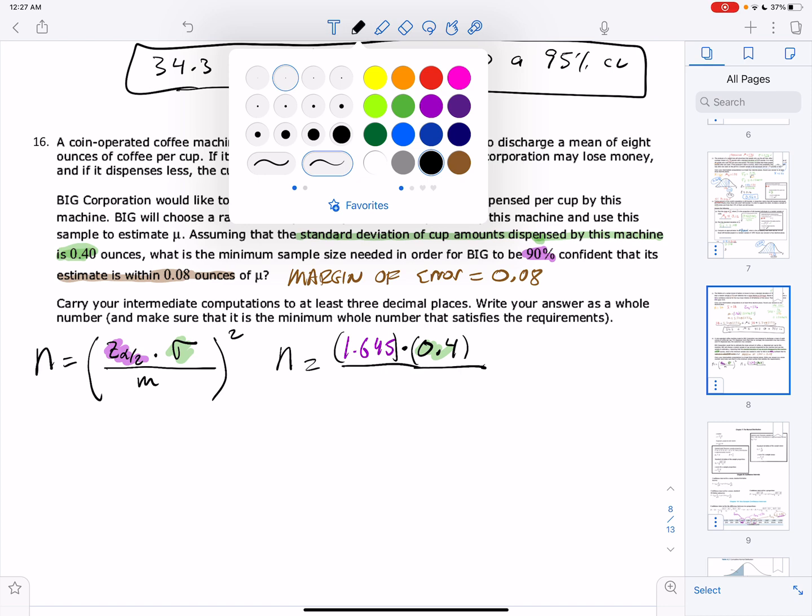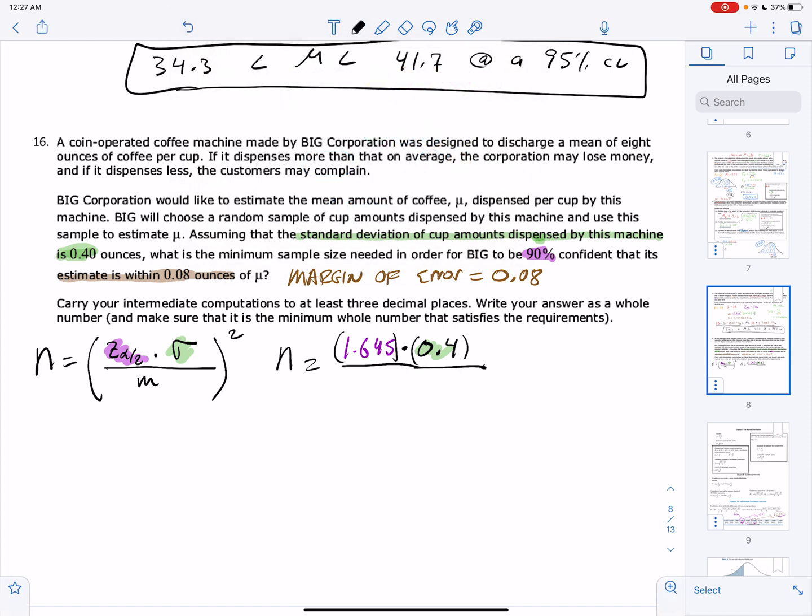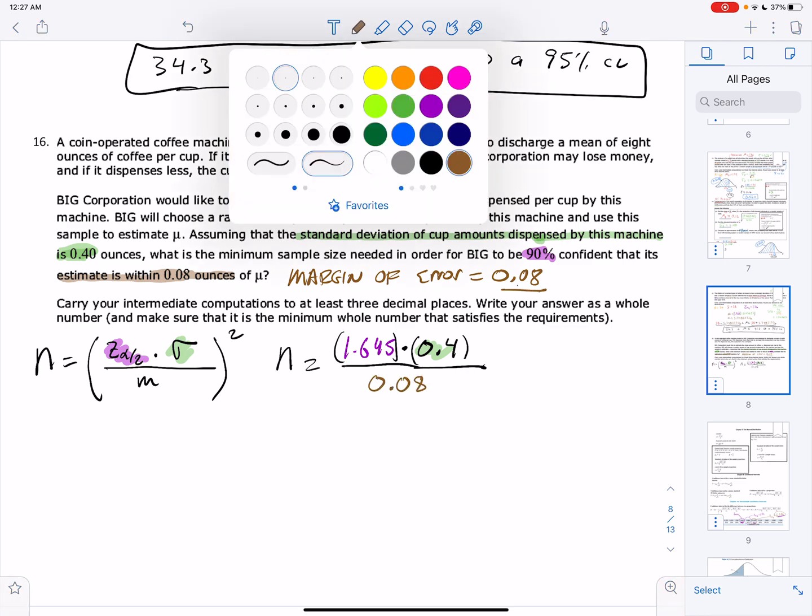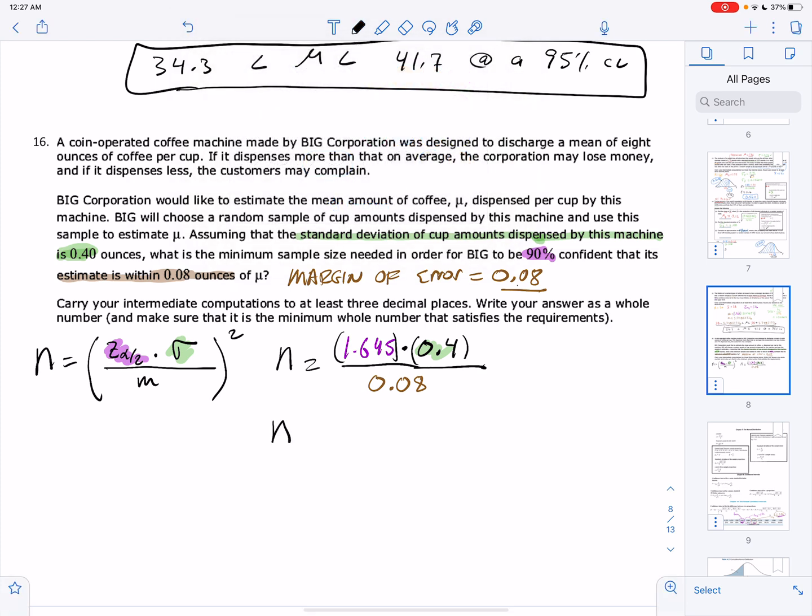Our margin of error was given, and our margin of error is 0.08. So now, when I multiply and then divide, and don't forget to square it in the end, when you do all that, you should get approximately 67.650625.